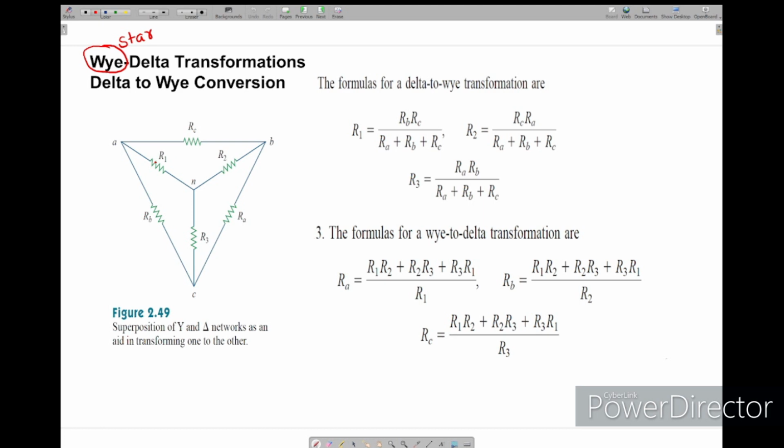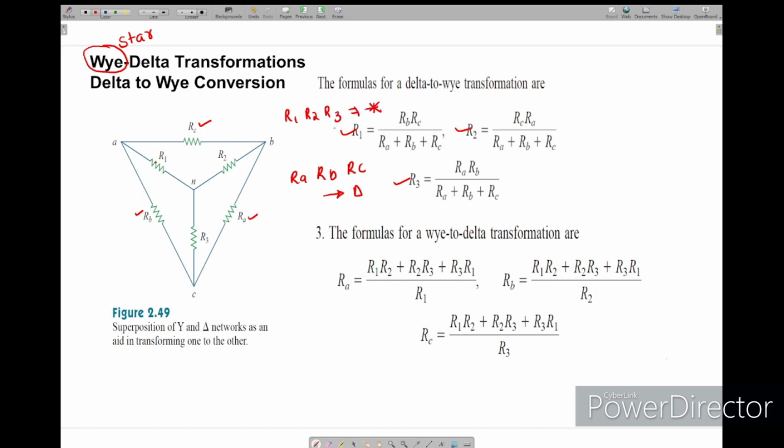So in star delta transformation, star is given, we'll convert it to delta; delta is given, we'll convert it to star. So these are the formulas which we will apply to find the resistance values. If you see here, the delta is formed with RC, RB, RA. So RA, RB, RC form the delta. If you see R1, R2, R3 values, R1, R2, R3 form the star.